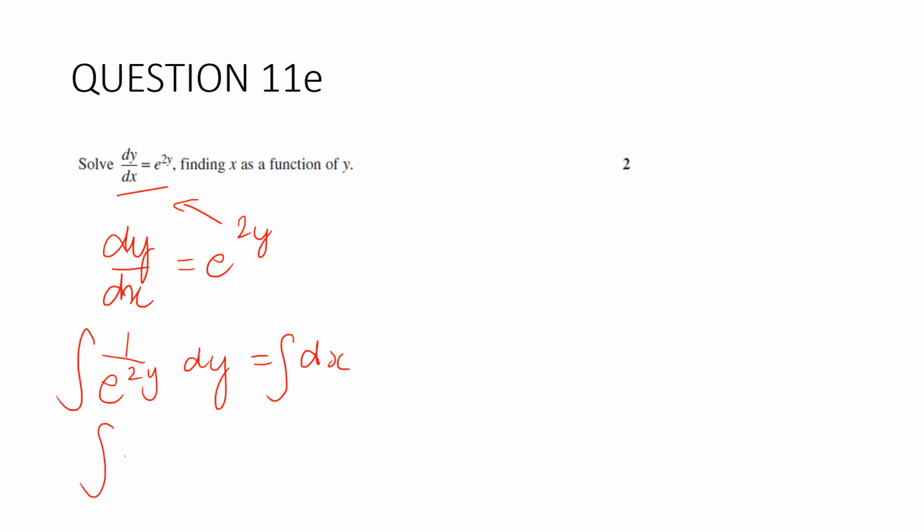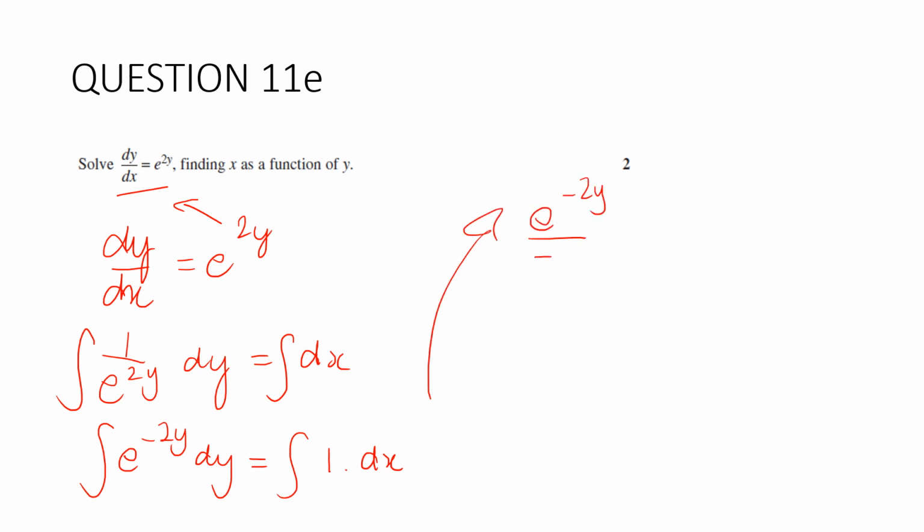Now that left hand side is the same as the integral of e to the negative 2y dy is equal to the integral of 1 dx. Okay, up here we've got e to the negative 2y divided by negative 2 plus c is equal to x. And we want x as a function of y. In fact, that is it, isn't it? x is equal to negative a half e to the negative 2y plus c.